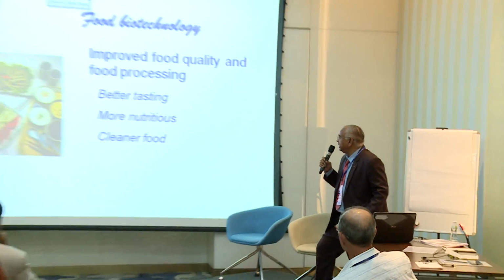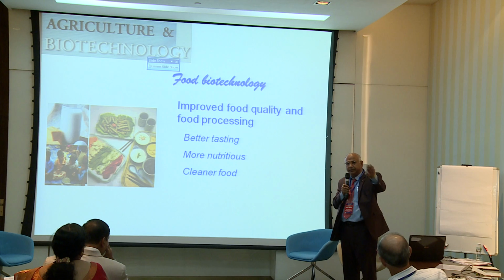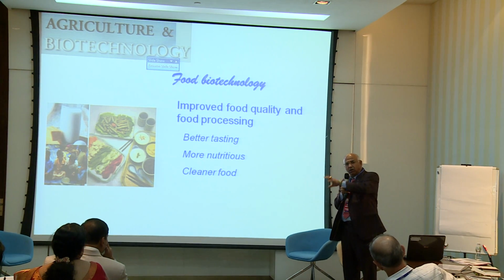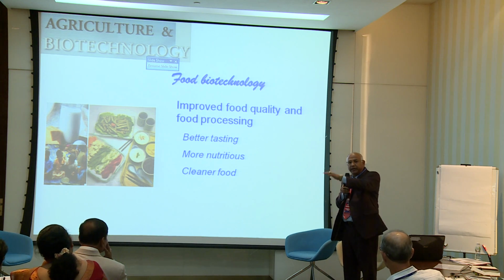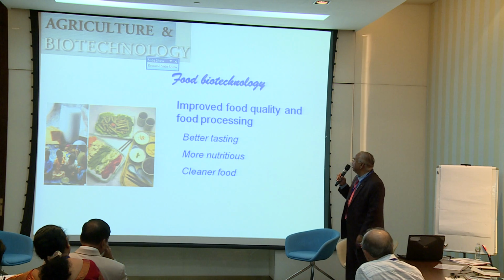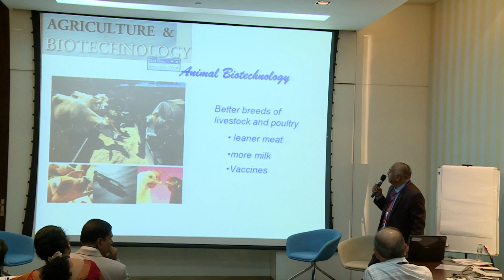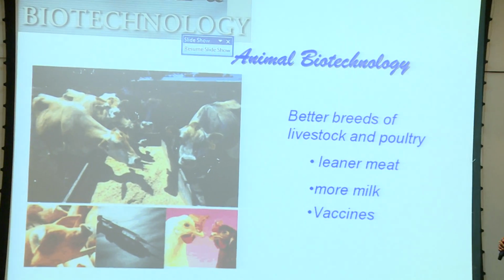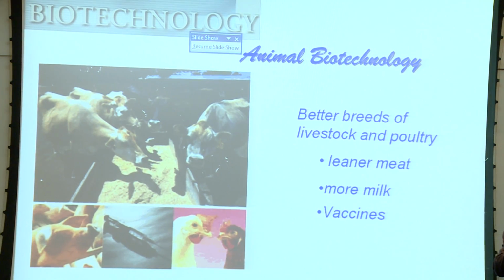Now this is the one: improved food quality and food processing, with better tasting, more nutritious and cleaner food. In any industry sector, whether agriculture, industrial or pharmaceutical, in any industry you will have upstream and downstream processing. These two processes play a very important role in keeping improved food quality in food processing units. Now, better breeds of livestock and poultry, leaner meat, more milk and vaccines. These are the very important aspects.